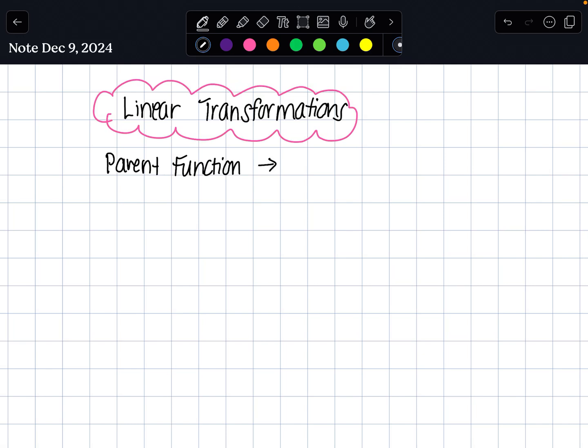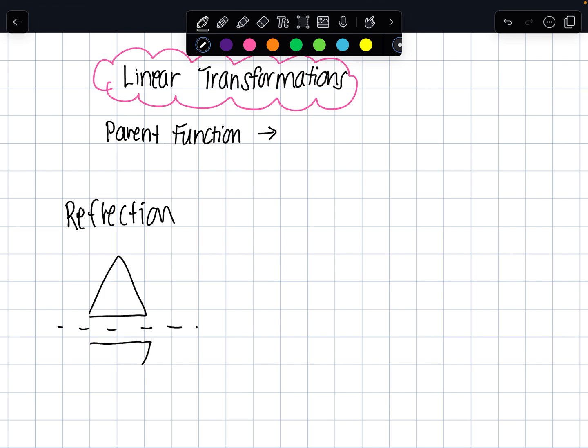Hello, in this video we're going to talk about reflections. So with reflections, if you were reflecting maybe a triangle over this line, it would look like this. The younger elementary school definition of reflection is just to flip. So that's what we're going to be doing in this video.